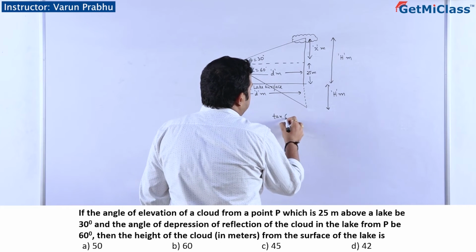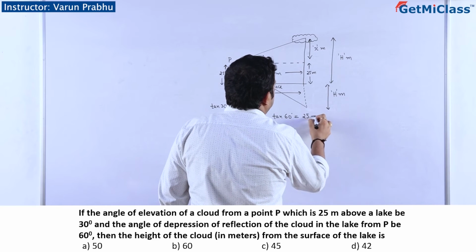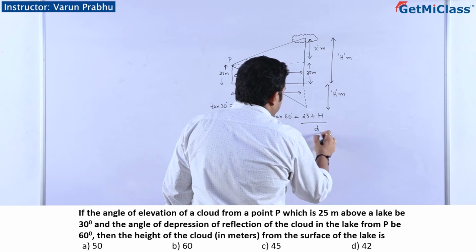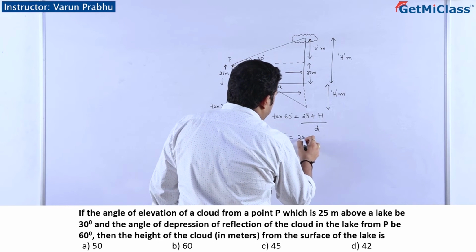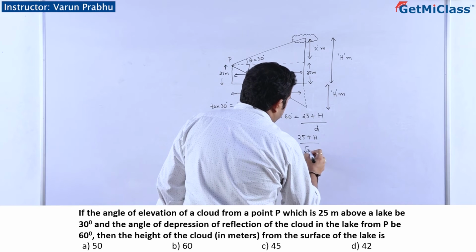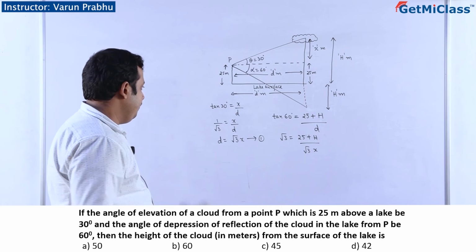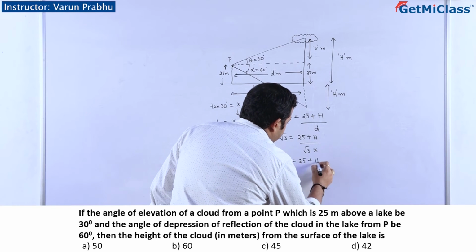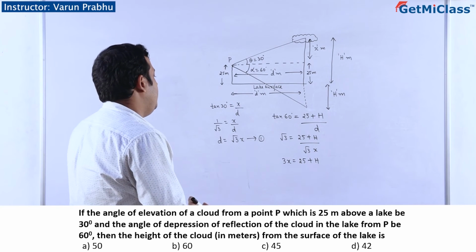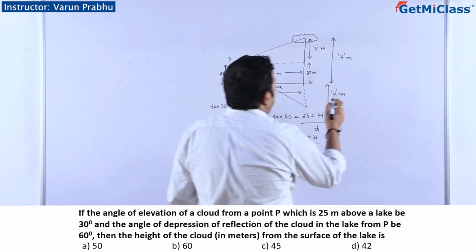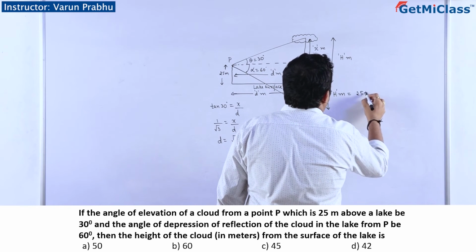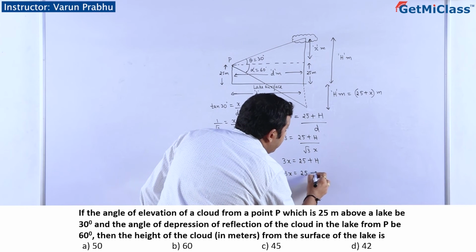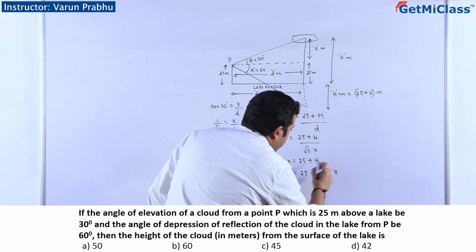Similarly, I can say tan of 60 degree, that is equal to 25 plus capital H whole divided by d. So root 3 is equal to 25 plus H divided by root 3x. Is it correct? Root 3x. So your value 3x is equal to 25 plus H. What is this value of capital H? Capital H is nothing but 25 plus x meters. Correct or not? So I can say 3x is equal to 25 plus 25 plus x. Correct? This H value.